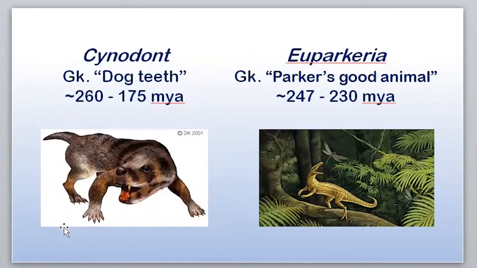So, what is Cynodont, what is Eupacaria? There is a species named after the animal Cynodont, sir. Yeah, and sir, Eupacaria is also thought to be a dinosaur, but it's not. It came before the dinosaurs, sir.